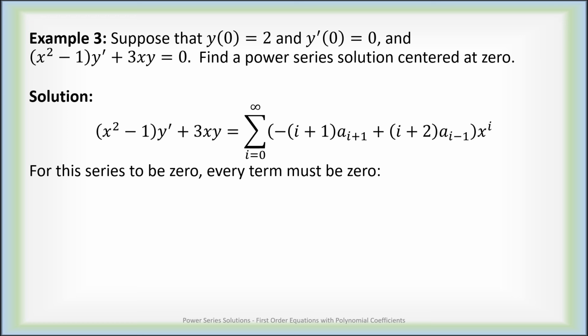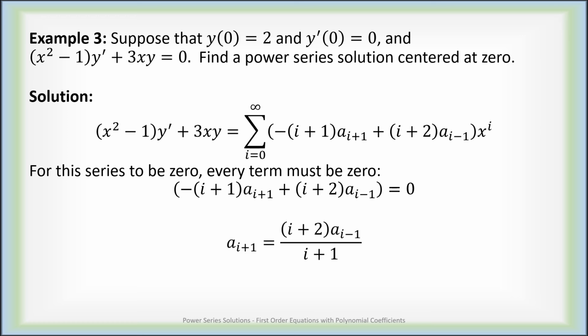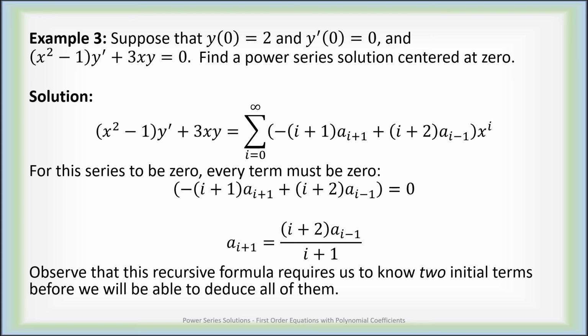So now we have this power series expression for our differential equation. For the differential equation to be 0, the series here must be 0. Since we are at an ordinary point, we have a positive radius of convergence, so every term must be 0. So if every term of the power series is 0, those coefficients must be 0. This allows us to solve for our recursive formula. a_{i+1} is simply (i plus 2) over (i plus 1) times a_{i-1}. But notice there's a difference of 2 between these indices, i plus 1 and i minus 1. Those are 2 apart. Therefore, we need to know 2 initial terms before we can deduce the rest.